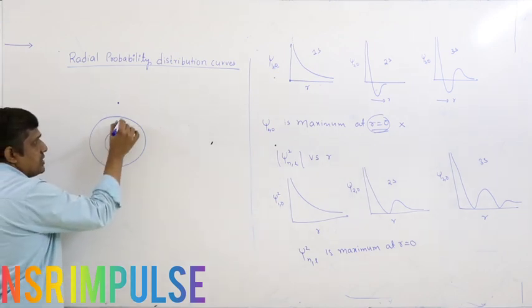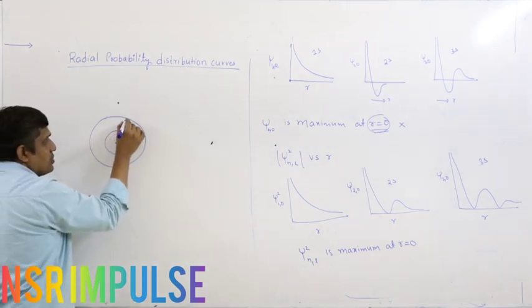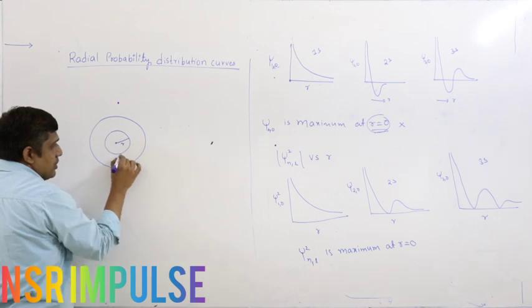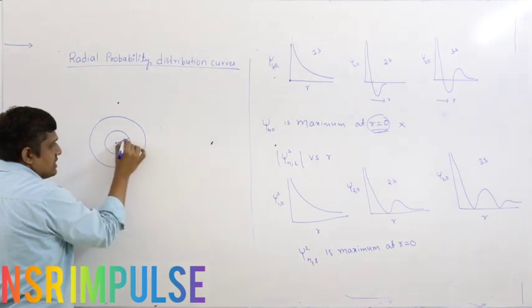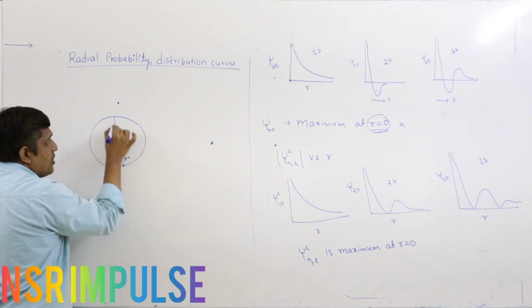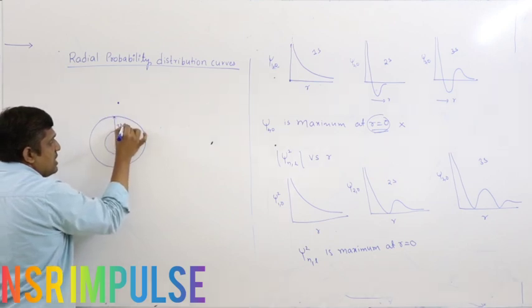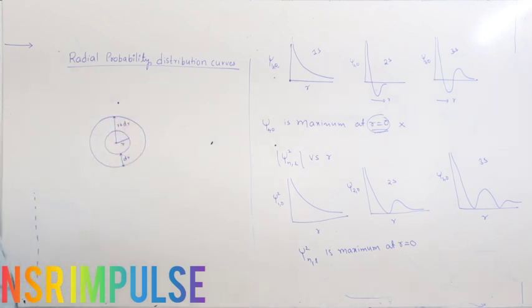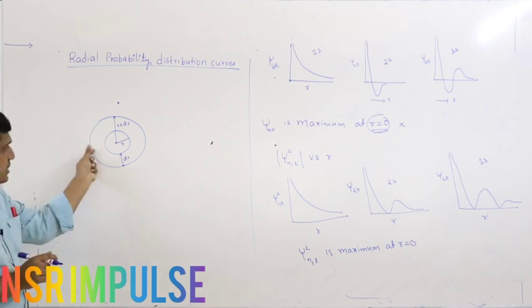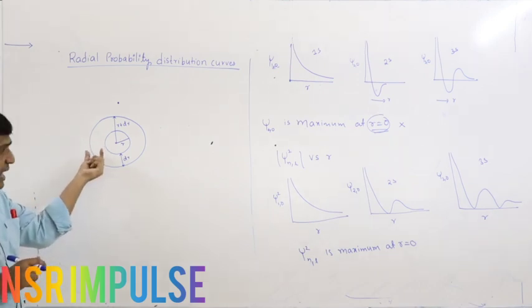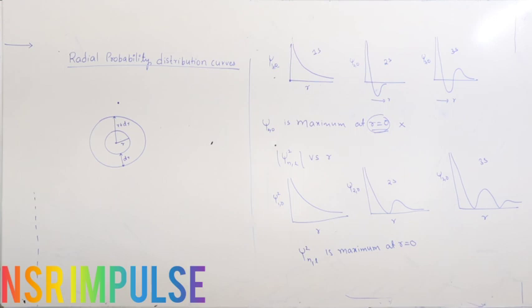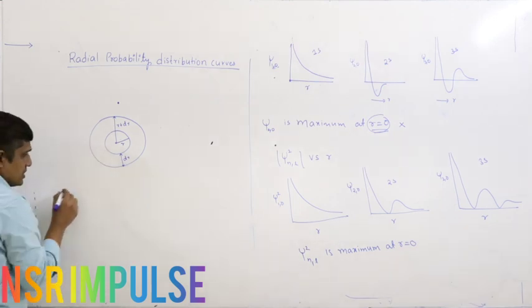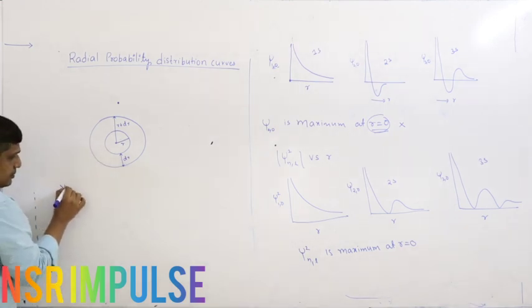The outer sphere, the thickness we are assuming it as dr. So this thickness is dr. If this is r, then the radius of the outer sphere must be r plus dr. So you can see this thickness has a volume dV. So let us find the volume of this shell.